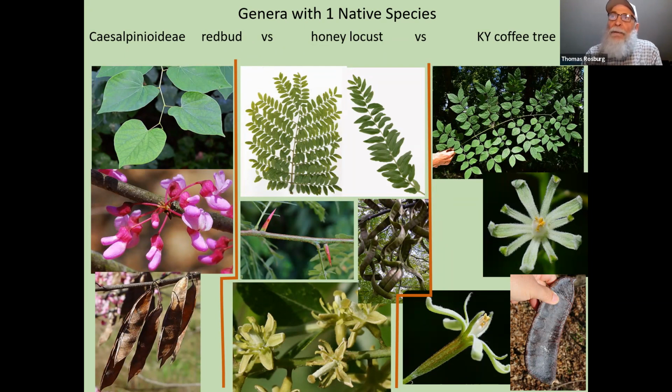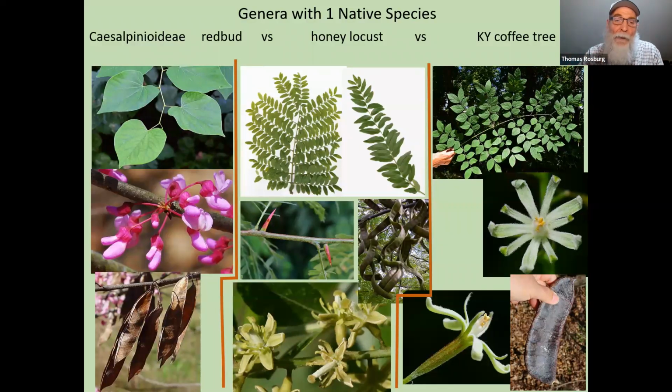So we're looking again at Papilionoids and the other three genera here. Redbud is Cercis canadensis. Honey locust is Gleditsia triacanthos. And Kentucky coffee tree is Gymnocladus dioicus. So you're going to, again, identify these because they're Papilionoids.